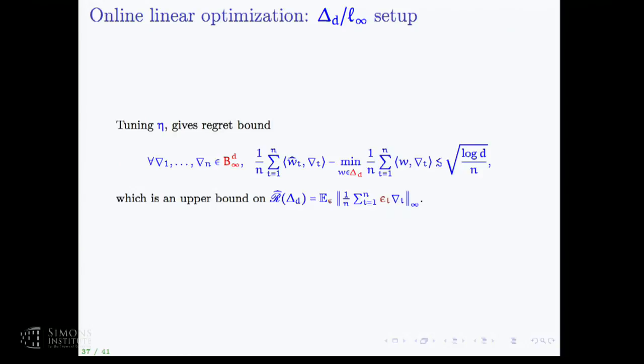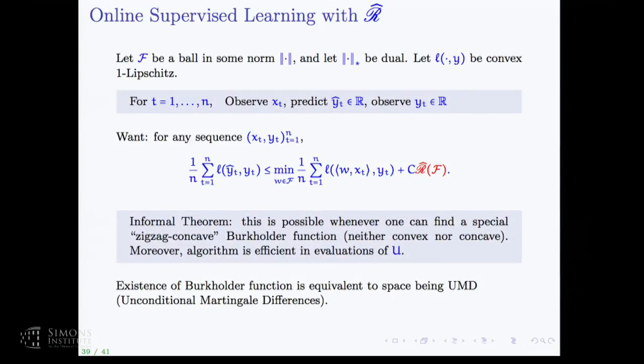This expert bound is an upper bound on Rademacher complexity. It's still unclear whether we can get the actual Rademacher complexity as upper bound, or we can only get the upper bound on the Rademacher complexity. But when we go to the online supervised learning setting with linear functions, then we have a characterization of when we can get this desired bound.